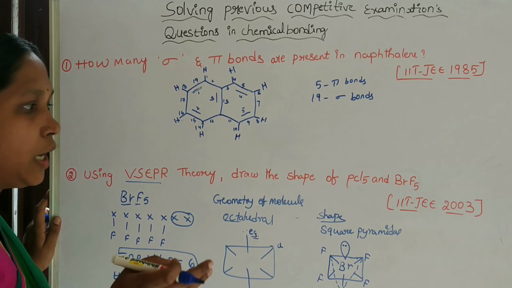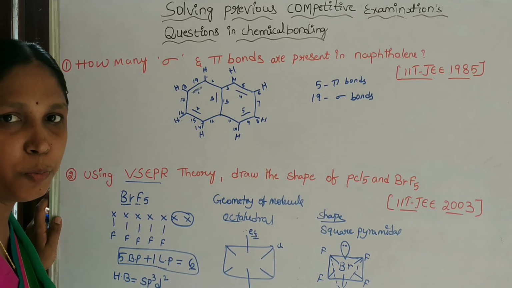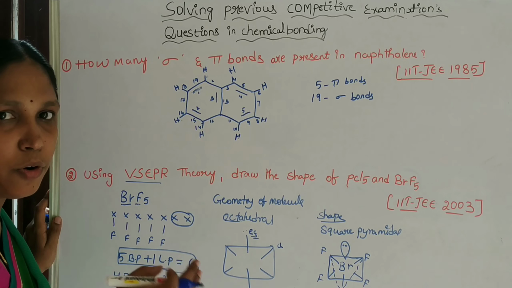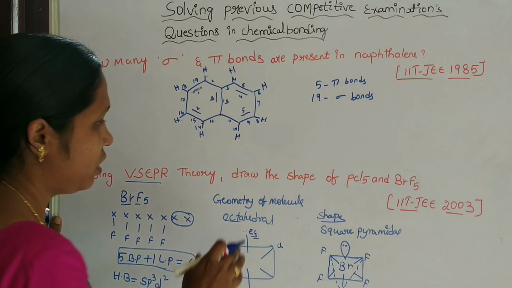If the molecule has bonded pairs and lone pairs, the geometry and shape are differentiated. Okay. Both are changed.